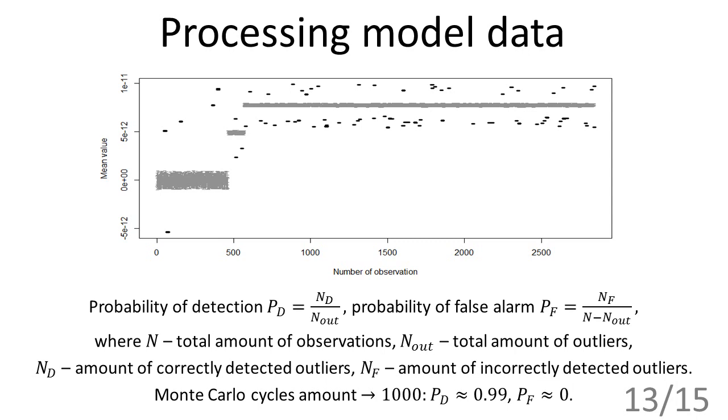For example, as we can see on the slide, for Monte Carlo cycle numbers equal to 1000 in different numbers of segments, we got probability of detection approximately equal to 0.99, while the probability of false alarm was approximately equal to 0, with the margin of error, of course. But anyway, these results are unexpectedly good, because as we can remember, the Chebyshev upper bound is equal to 1/4.